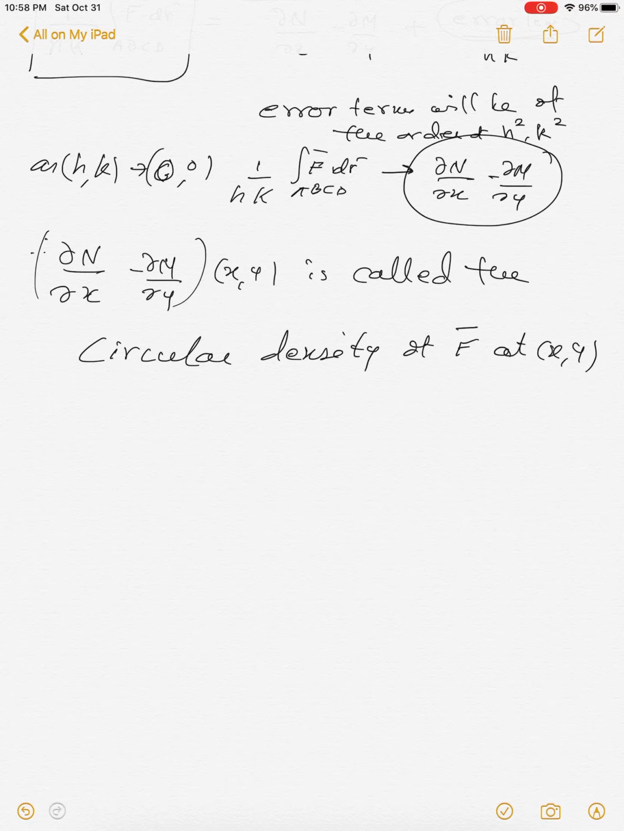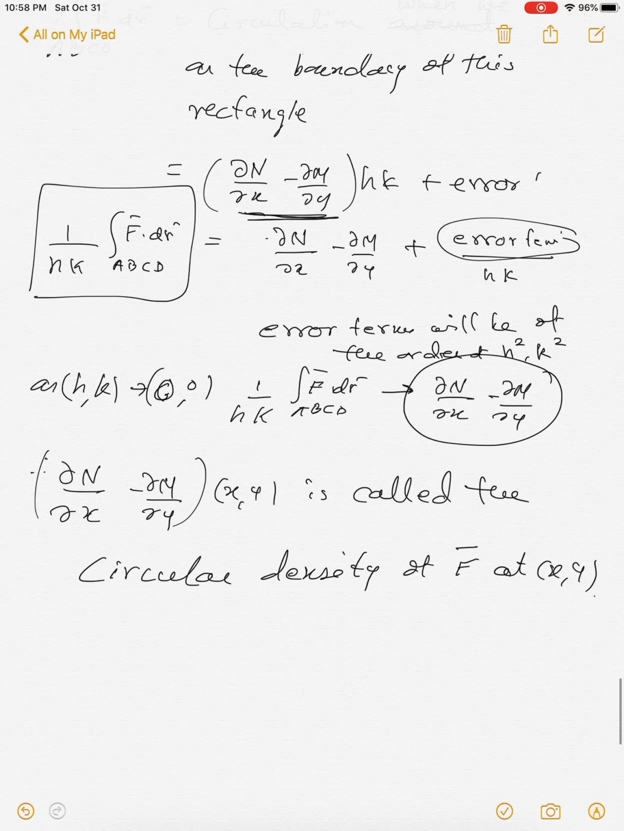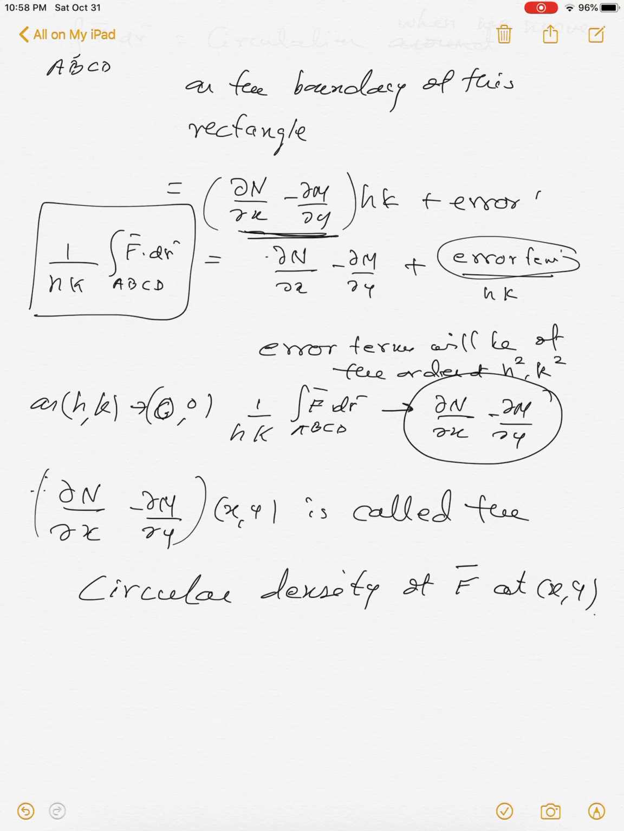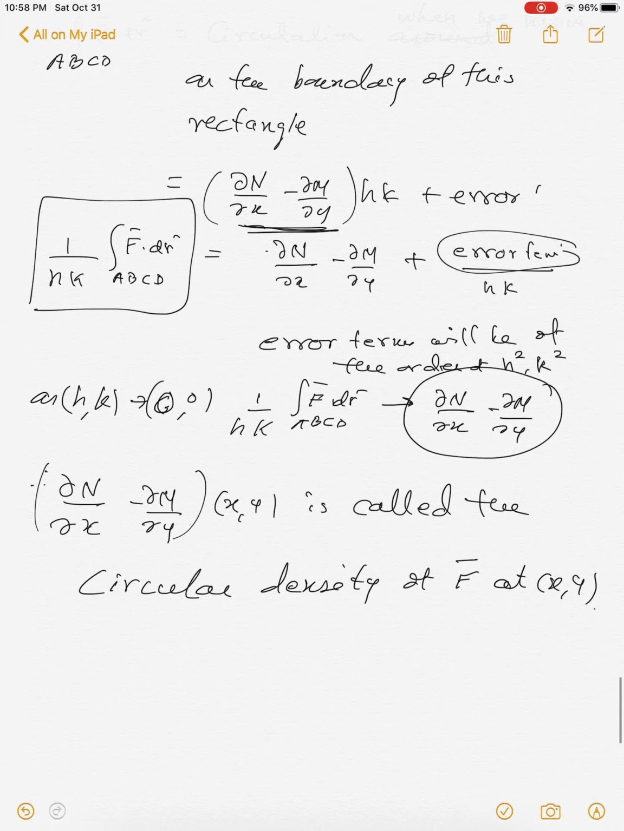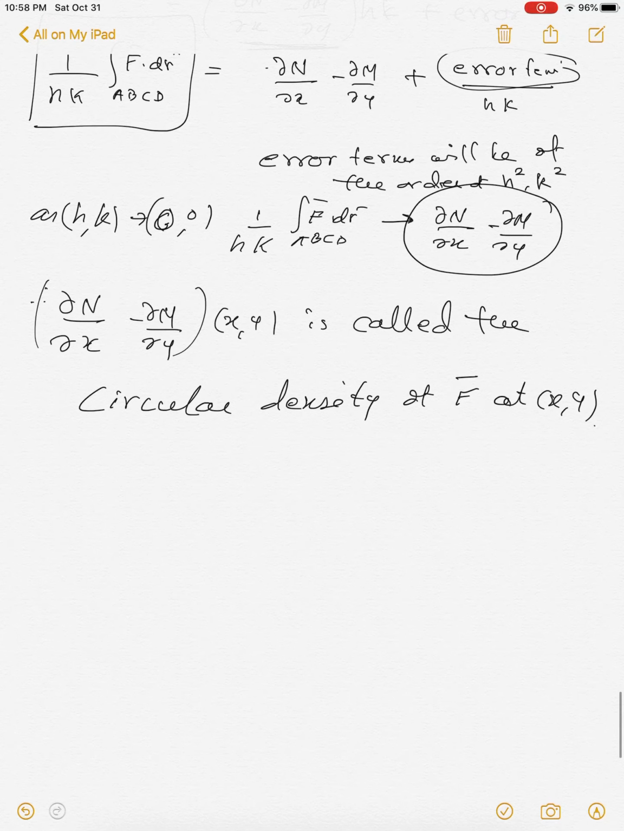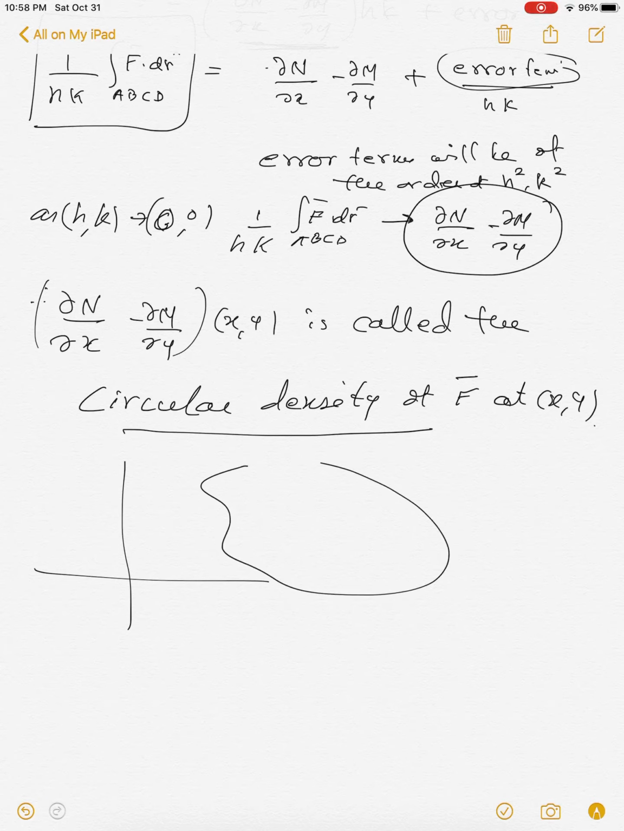There I mentioned that the curl of a vector field captures the rotation inside a turbulent fluid, if you think of F bar as a turbulent fluid. And here I gave you the explanation why it measures the rotation. So this quantity dN/dx minus dM/dy is called the circular density. And now you can get an intuitive understanding of the theorem.